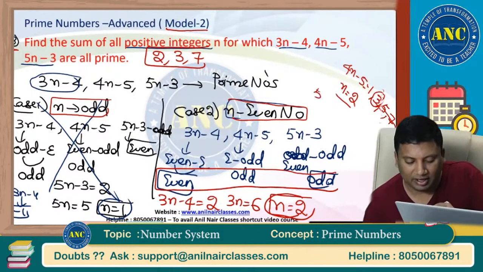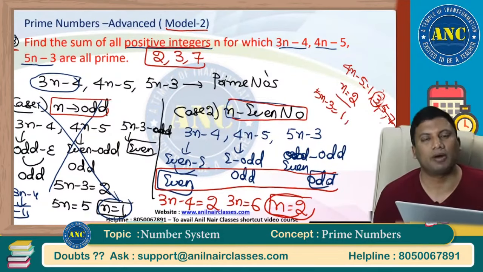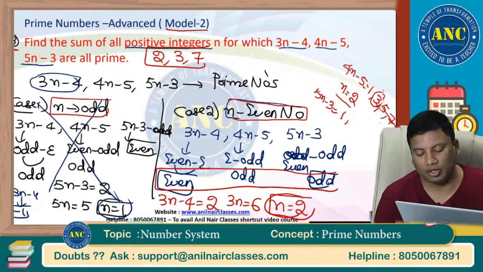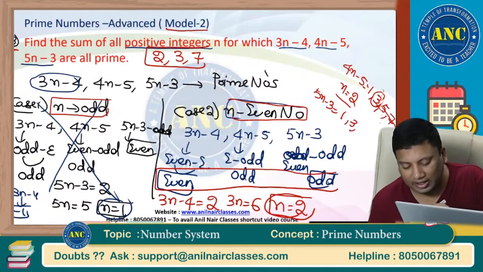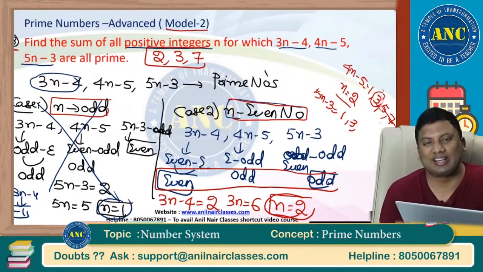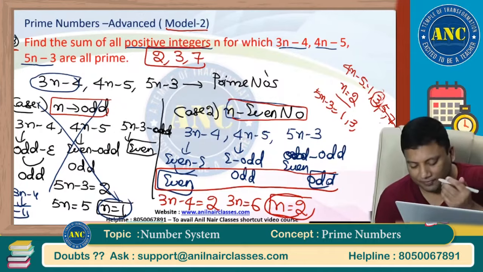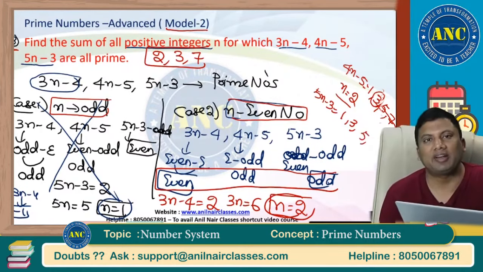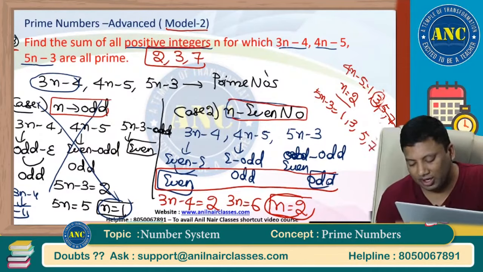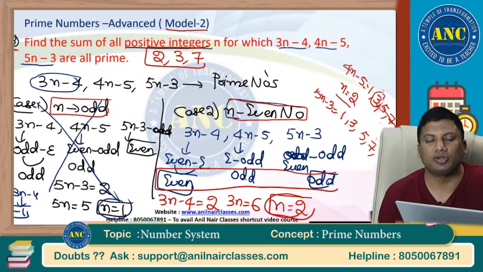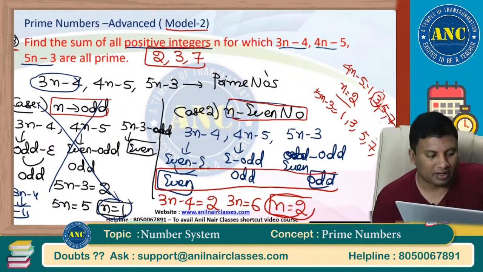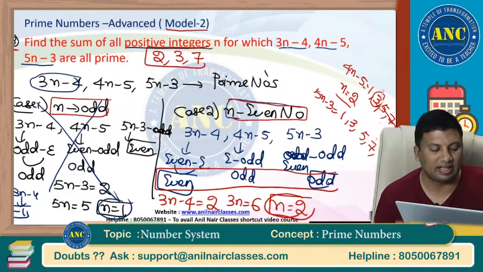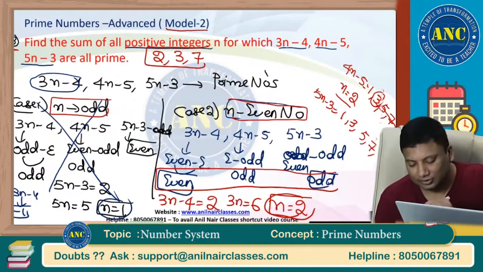Similarly, 5n minus 3, it is an odd number. If I take the lowest odd number 1, 5n equals 4, n will be a fraction. If I take 3, 5n will be 6, n is 6 by 5. Not possible. If it is 5, 5n equals 8, 8 by 5. Not possible. 5n equals 10, n equals 2. That is what we did. 5 2s are 10, 10 minus 3, 7. Any other value, 7 we got, right?